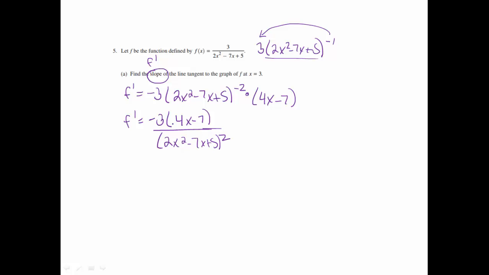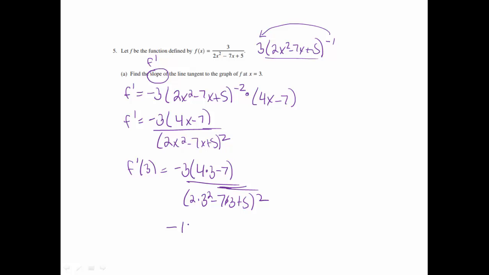Okay, it asked me to find the derivative at 3. So I'm going to now plug in 3. So I'm going to get negative 3, 4 times 3 minus 7 over 2 times 3 squared minus 7 times 3 plus 5 squared. And then I'm going to go ahead and work that out. If I work that out, I end up getting negative 15/4.